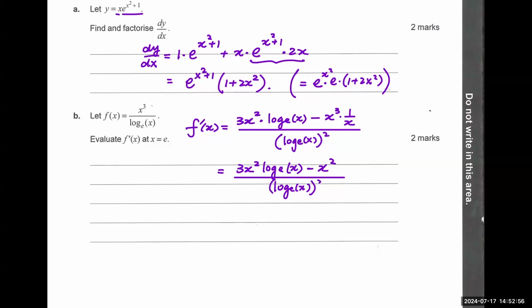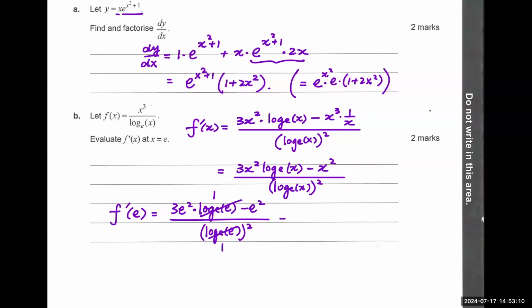f dash of e is 3e squared times log e of e minus e squared divided by log e of e whole thing squared. Notice that log e of e is 1. This will also be 1. So eventually you just get 2e squared, I suppose. Okay, I suppose that's the answer.